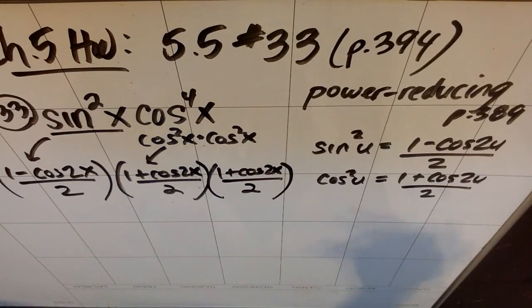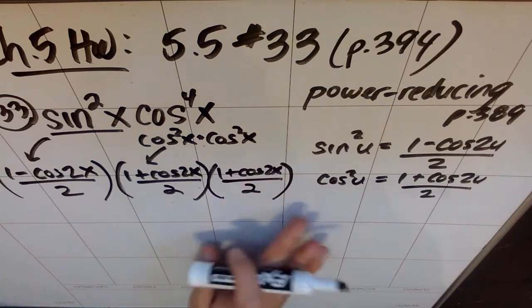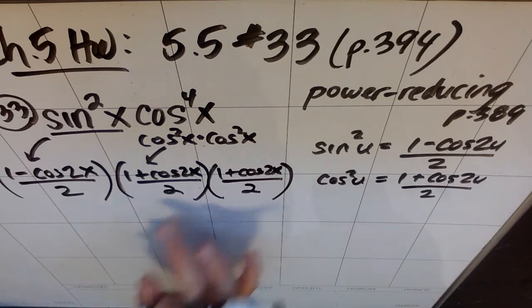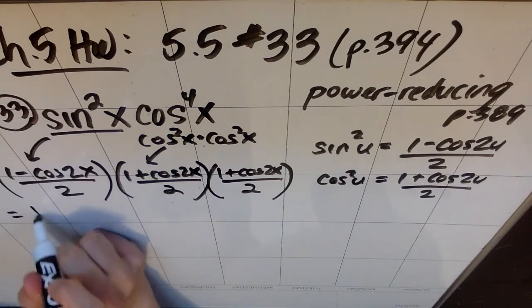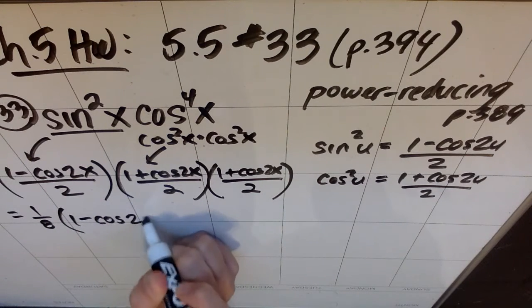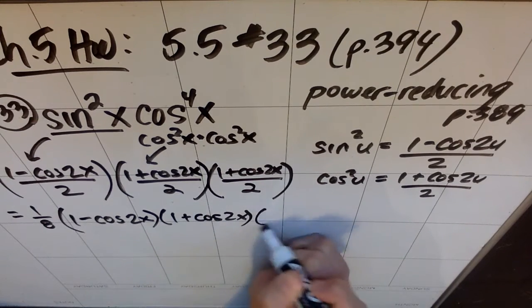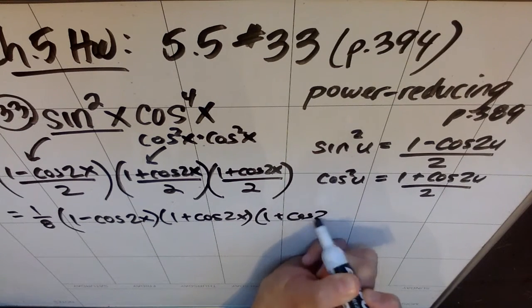But they want me to have all linear powers of cosine, right? And if I FOIL this stuff out, it's not going to be all linear, so there's a couple different ways you can deal with this. My suggestion, and again, this is just my suggestion, but I'm not a huge fan of all these fractions, so I'm going to factor out a 1/2 from all three of these and put a 1/8 in the front. And when I do that, I'm going to get a 1 minus cosine 2x times a 1 plus cosine 2x times another 1 plus a cosine 2x, right?